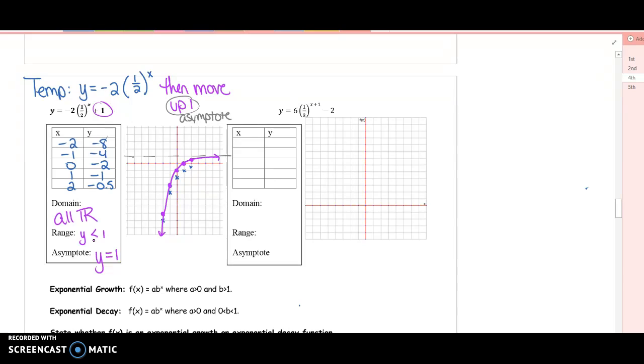So you may want to write yourself a little note that if it is above the asymptote, your range is y is greater than the asymptote. If the graph is below the asymptote, your range is y is less than the asymptote.